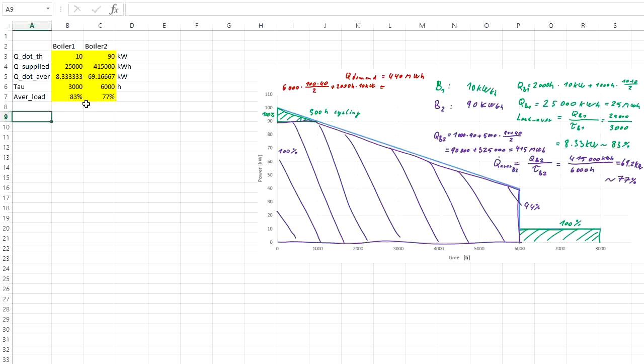So based on this average load, we can assume what would be the average operational efficiency of these boilers, since these are gas boilers running at a relatively high average load, 83 down to 77%. So we can assume that the efficiency of the boilers could be quite high. Let's say that in both cases it will be 95%.